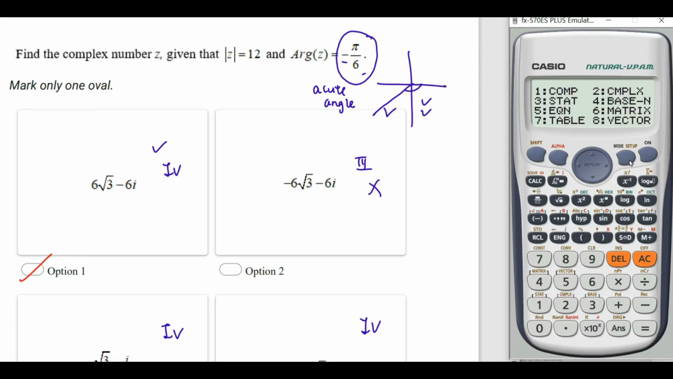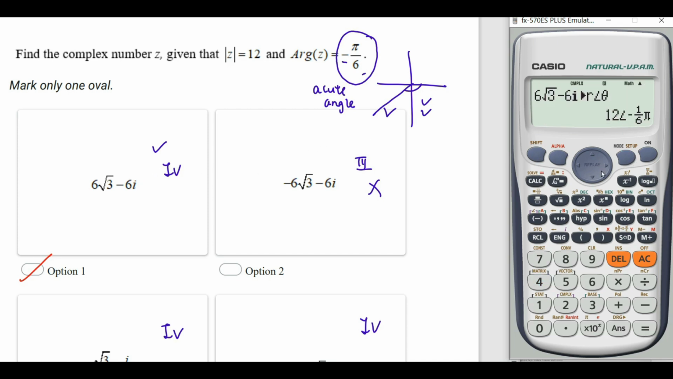First of all, we set our calculator mode to complex number. Then we type our complex number here, 6 square root of 3, and then minus 6i. Then we put in our option. So find your option. I press number 3 so that we can see the modulus together with the argument. You can see 30 here because I'm using degrees. So our calculator mode needs to be set to angle units, which is radian.